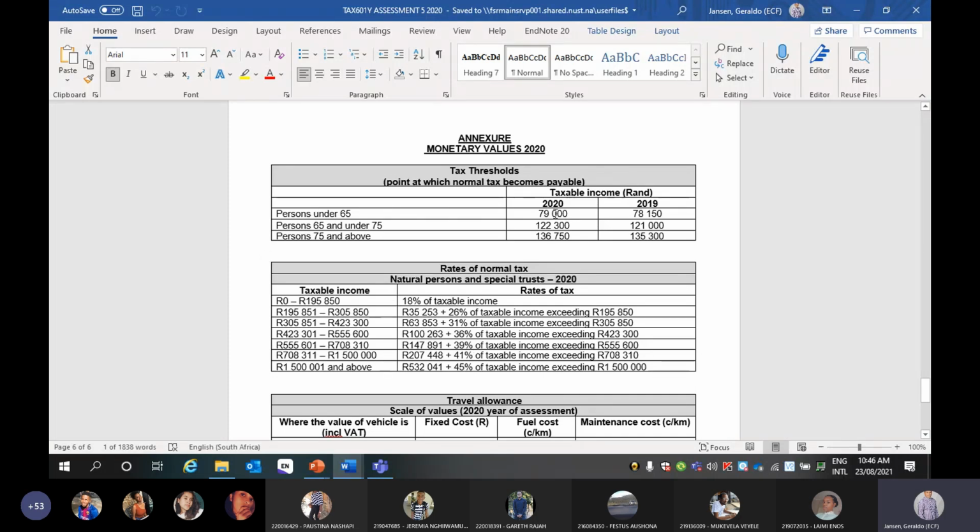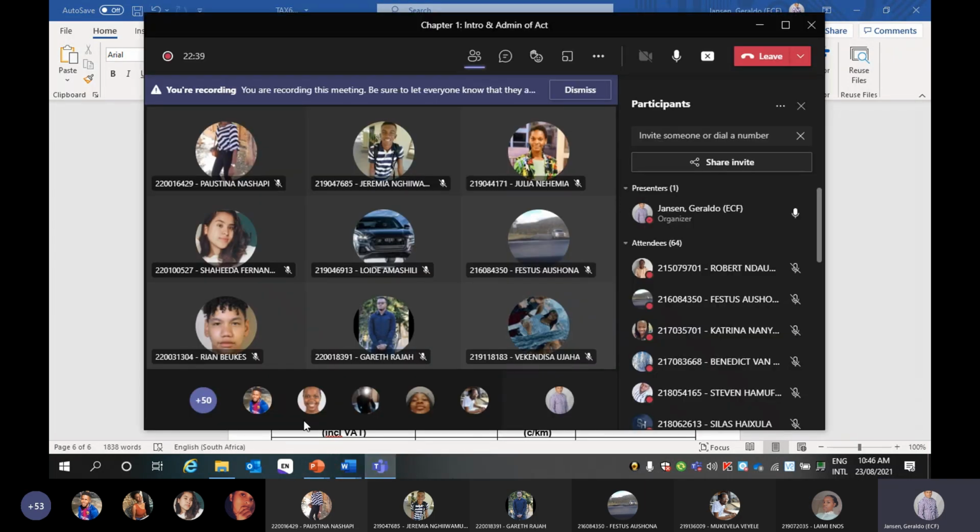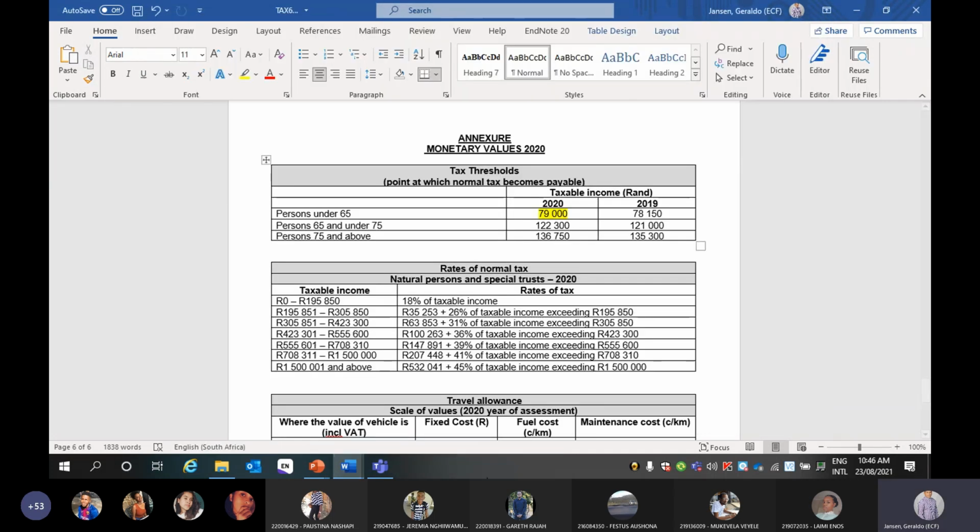So basically there's a rebate of 79,000, or a threshold of 79,000. What that means is, since you're under 65 years, if you earn less than 79,000 for a year, then you will not pay tax. Now, guys, let's take 79,000 divided by 12. Do you guys get 6,583? Someone to confirm? Is that what you got? Yes, sir. All right.